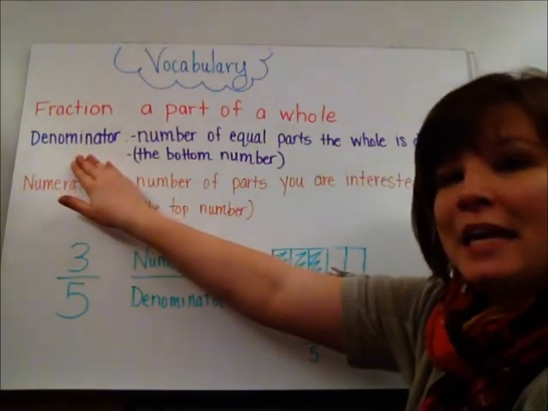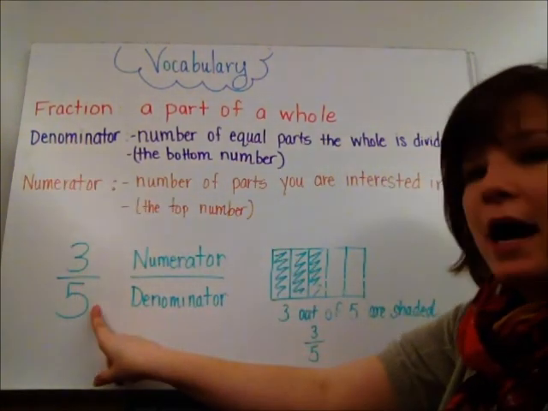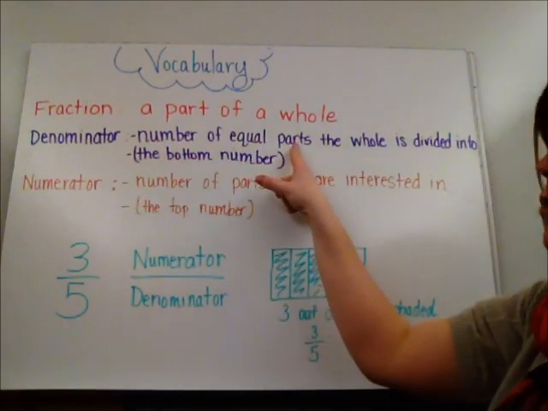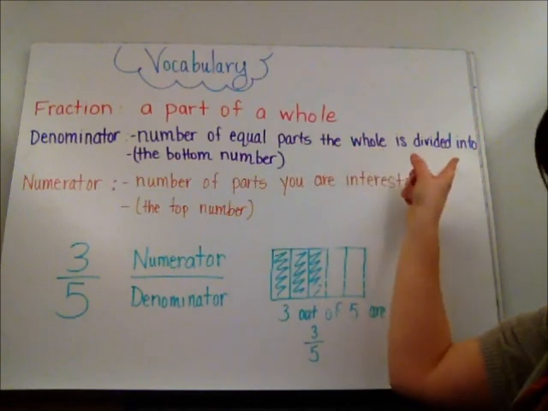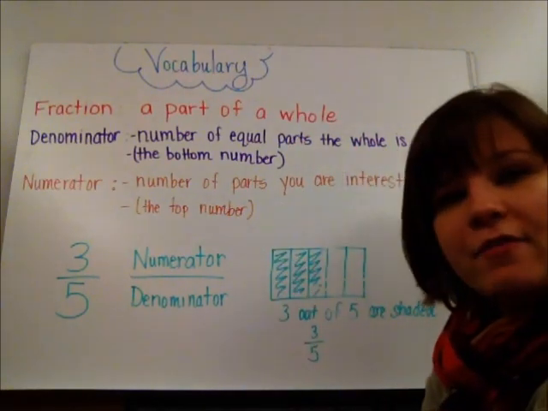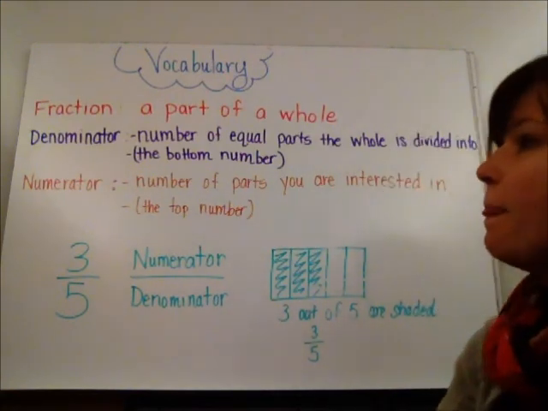Then denominator is our next word. A denominator is the bottom number in a fraction. It is the number of equal parts that the whole is divided into. Go ahead and write that vocabulary word and definition down in your note catcher.